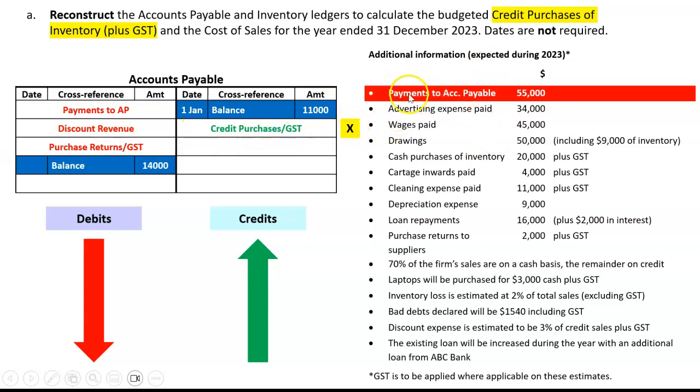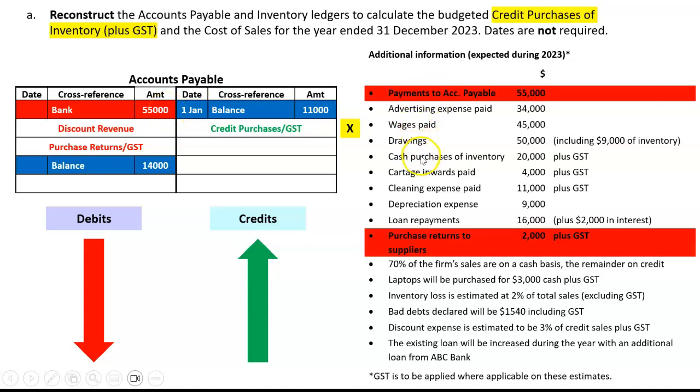So let's go from the top. And I can see the very first item says payments to accounts payable is 55,000. So that would go there. Then, just reading through it, I keep going and going, and it says purchase returns to suppliers at 2,000. None of this stuff was anything to do with accounts payable, so I can sort of gloss over that for now. But yeah, I've got $2,000 purchase returns plus GST. That would be this one here, so that would go there.